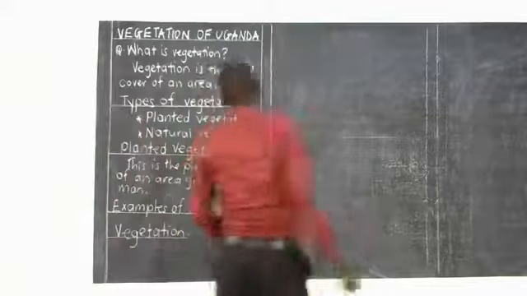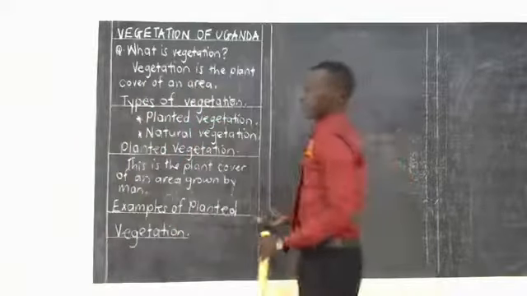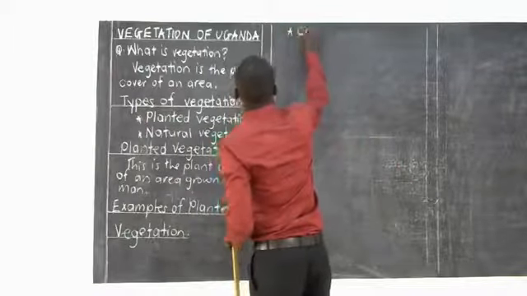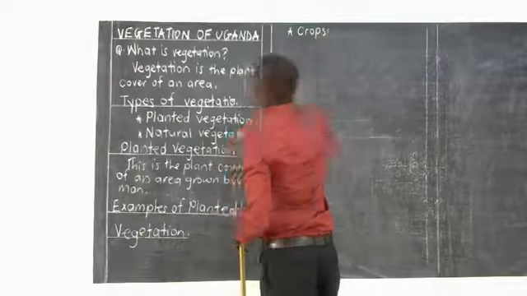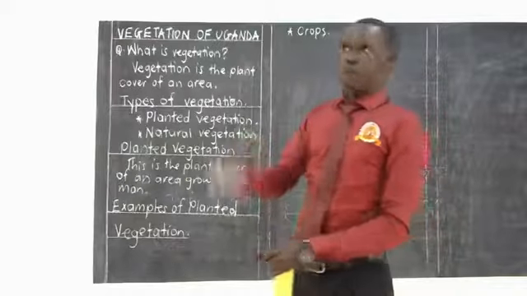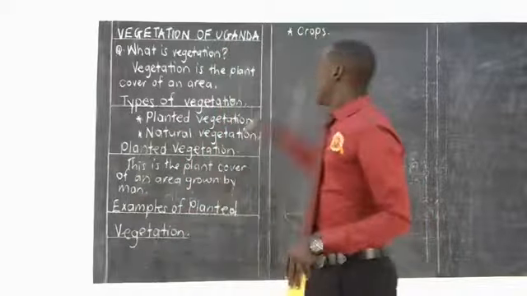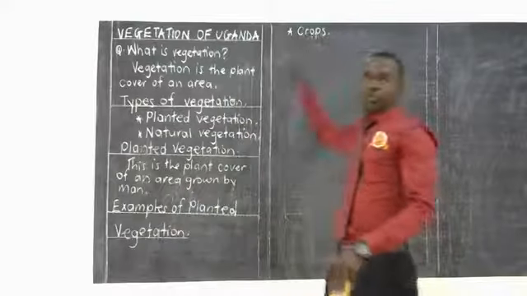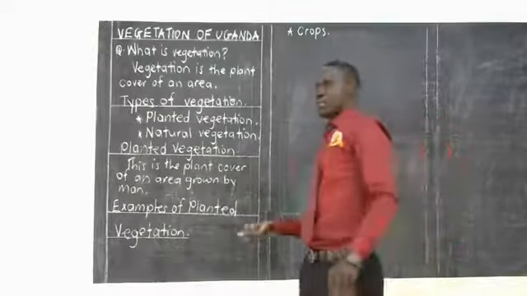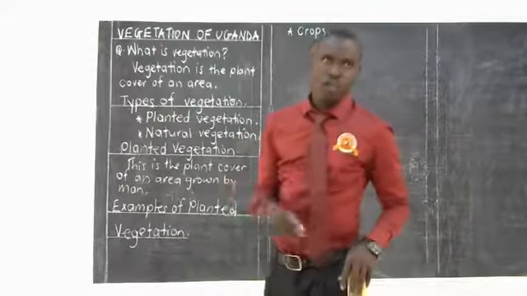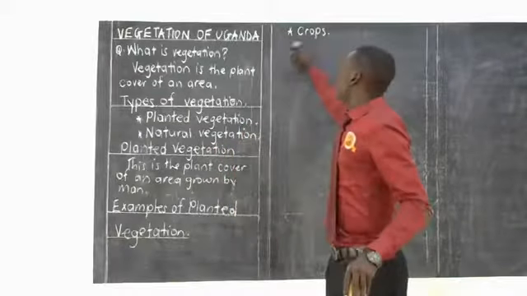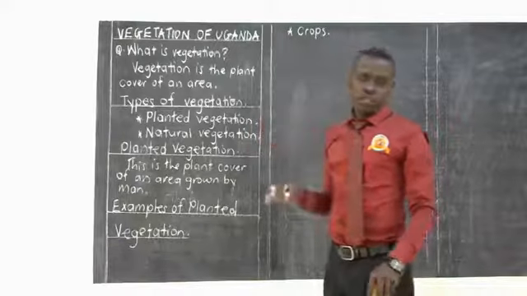Examples of planted vegetation, we are basically going to look at four of them without wasting time. One of them is crops. Man grows crops. Crops are an example of planted vegetation that provides man with food. People grow different types of crops where we live. In our respective villages, people live by growing crops. So crops are part of planted vegetation.